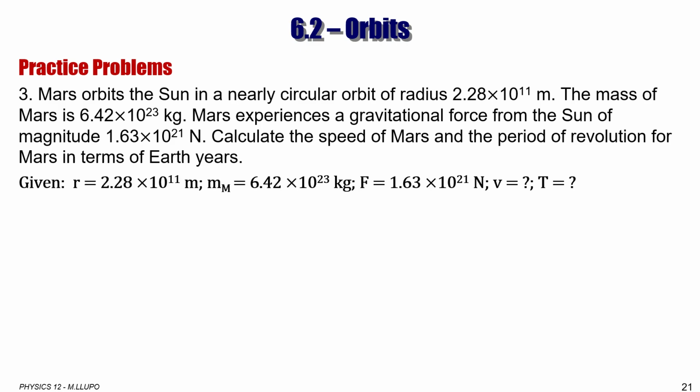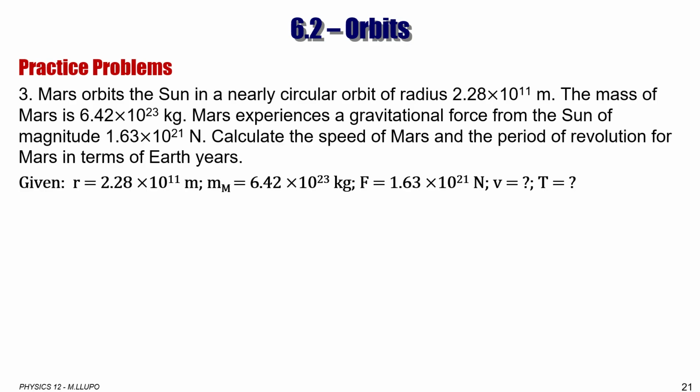So here's what is given. The distance from the center of Mars to the center of the Sun is 2.28 times 10 to the power of 11 meter. Mars's mass is 6.42 times 10 to the power of 23 kilogram. The force between Mars and the Sun is 1.63 times 10 to the power of 21 Newton. Speed and the period are required.